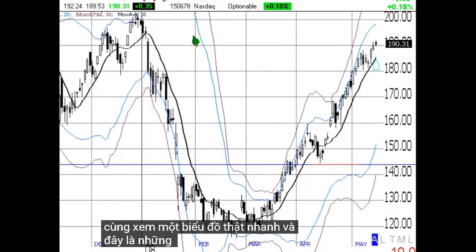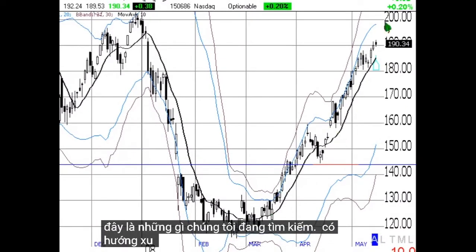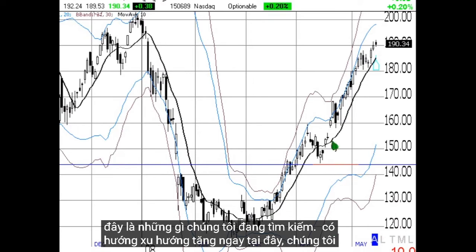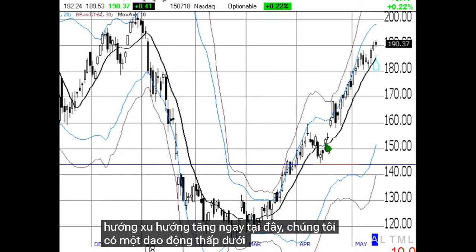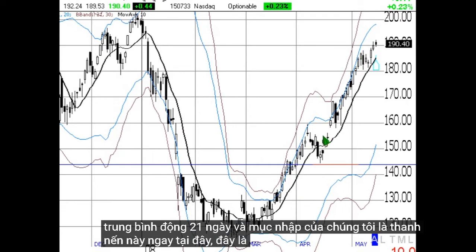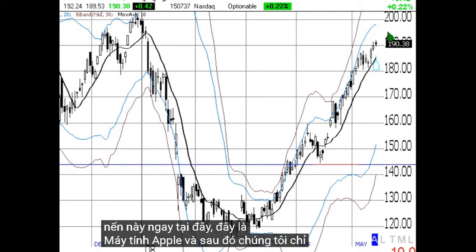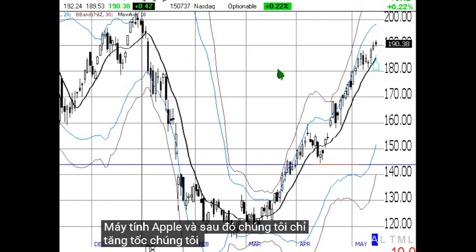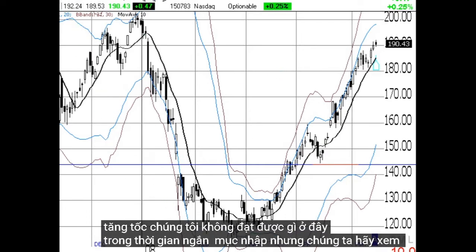And here's what we're looking for. We have a trend direction that's up right here. We have a swing low below the 21-day moving average, and our entry is this candlestick right here. This is Apple Computer, and then we just kind of shot up. We didn't get anything over here on the short entry, but let's look at another one.